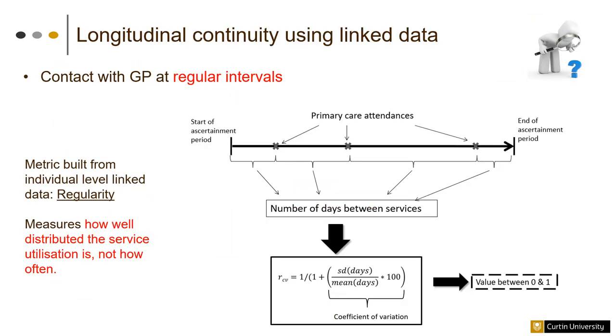This diagram shows how regularity is constructed from individual level data. Briefly, over a predefined period of time, the number of days between GP visits are captured for each individual. The equation shown produces a value between 0 and 1. 1 represents perfect regularity. Importantly, this metric measures how well distributed GP visits are over the time period, not how frequently, and therefore captures longitudinal continuity.